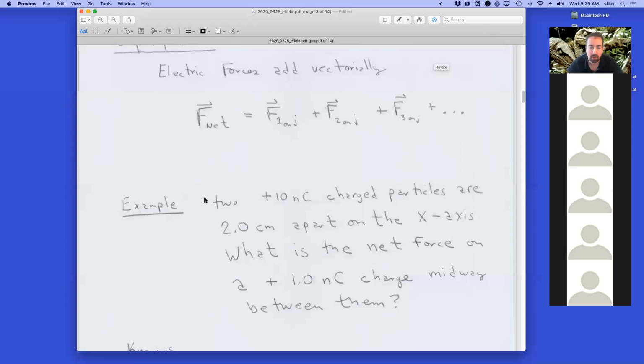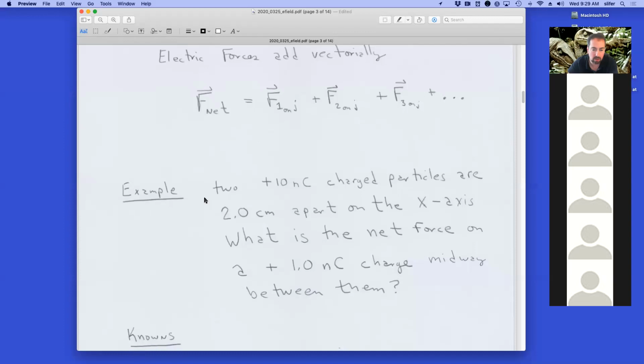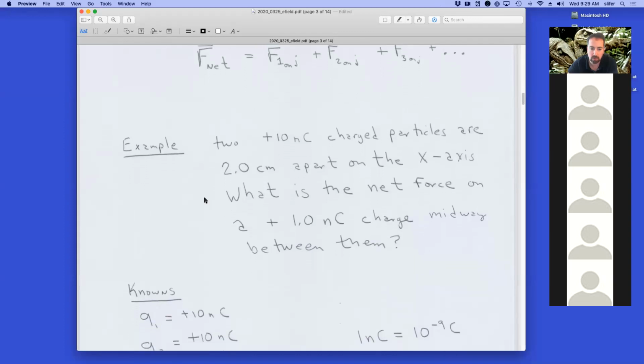We have two 10 nanocoulomb charged particles 2 centimeters apart on the x-axis. What is the net force on a +1 nanocoulomb charge midway between them?